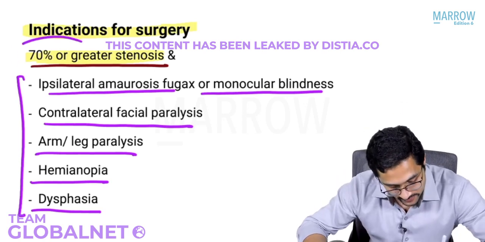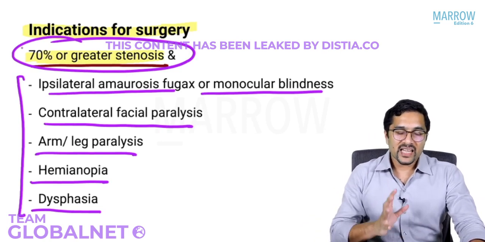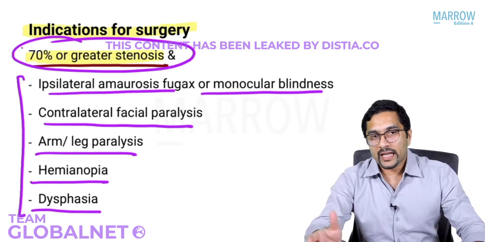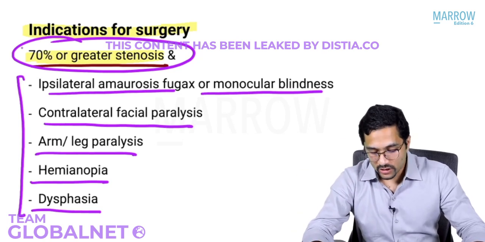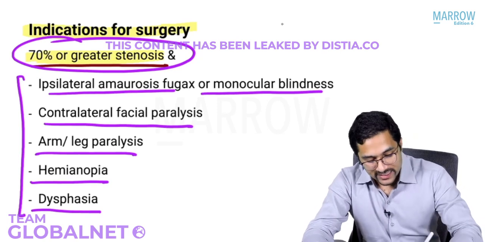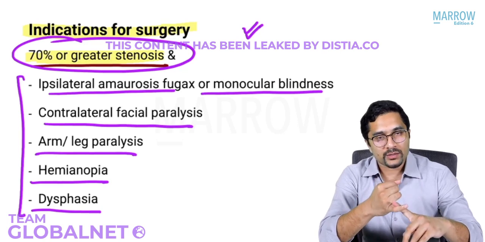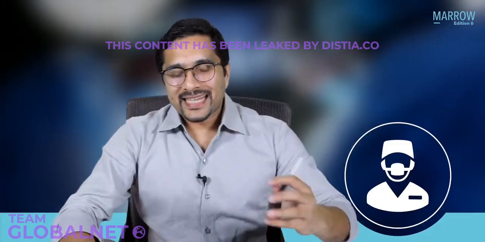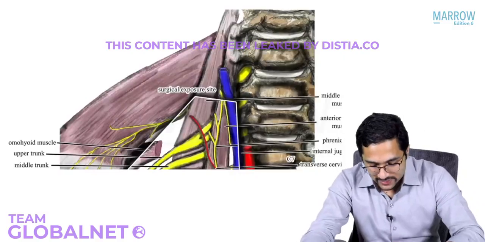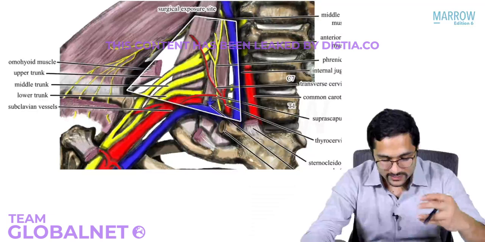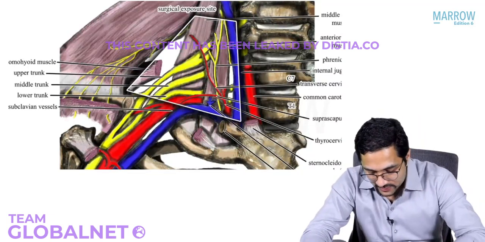So if there's greater than 70% stenosis and any of these findings are there, then we have to intervene and carry out an angioplasty, or we have to do grafting for these patients with carotid artery stenosis. These indications for surgery have been asked in the INI-CET exam and in the super specialty exam as well. The next condition which we need to discuss is thoracic outlet syndrome. This is the diagram of the thoracic outlet. Through the thoracic outlet you will get the subclavian vessels.